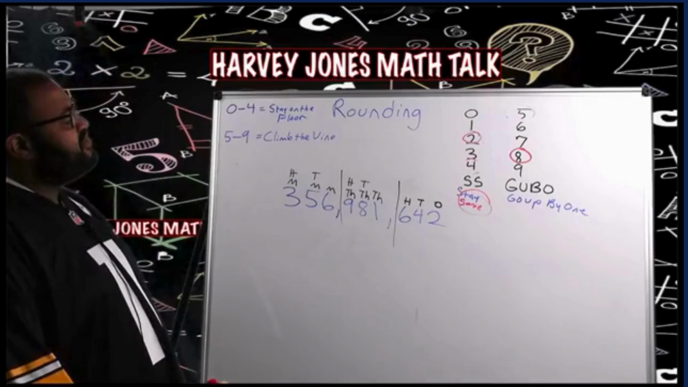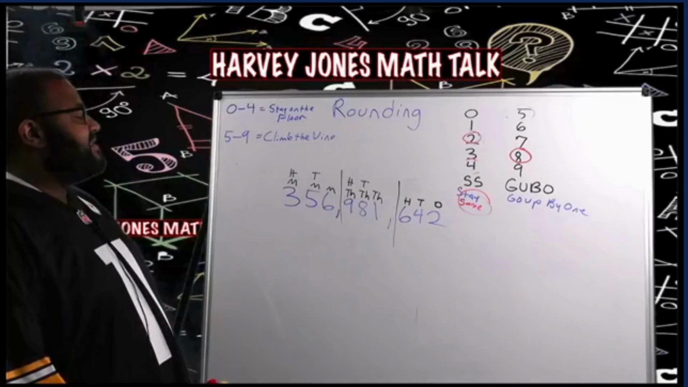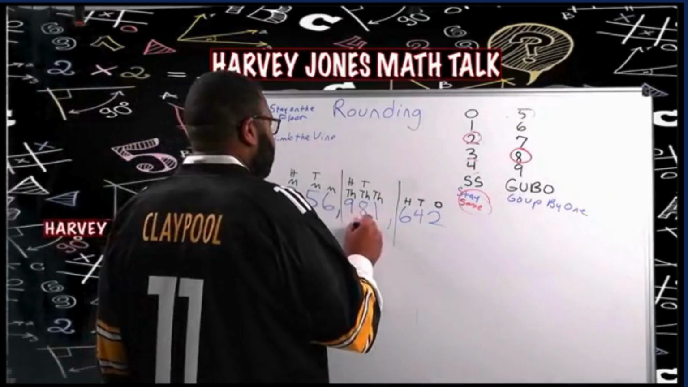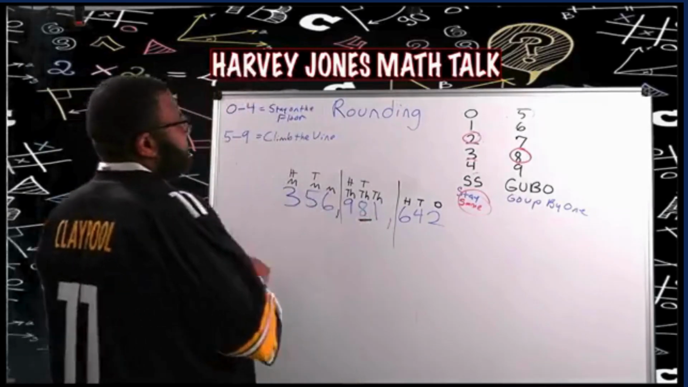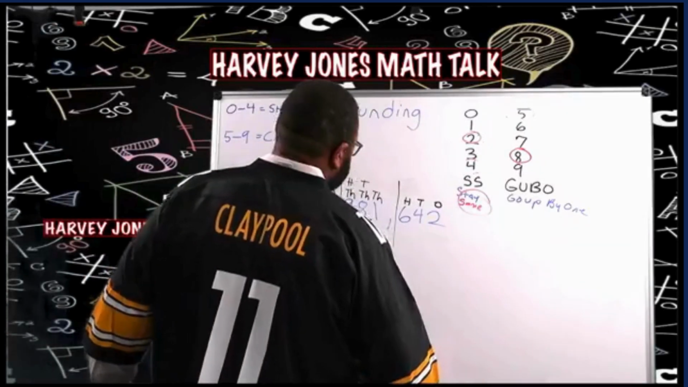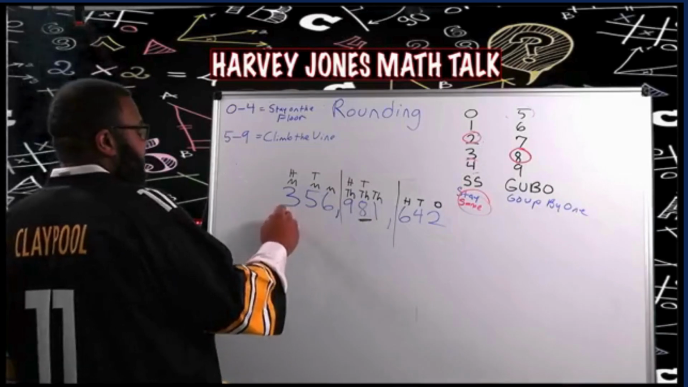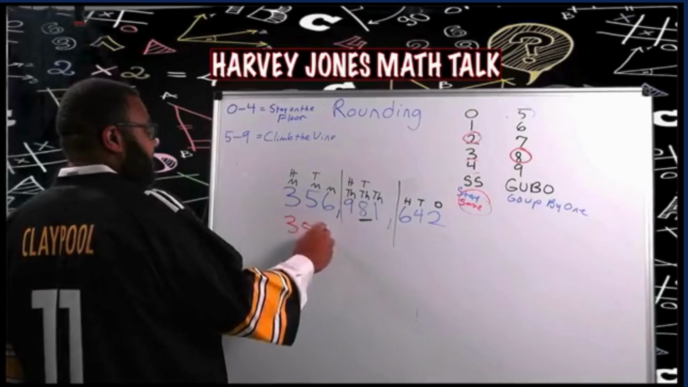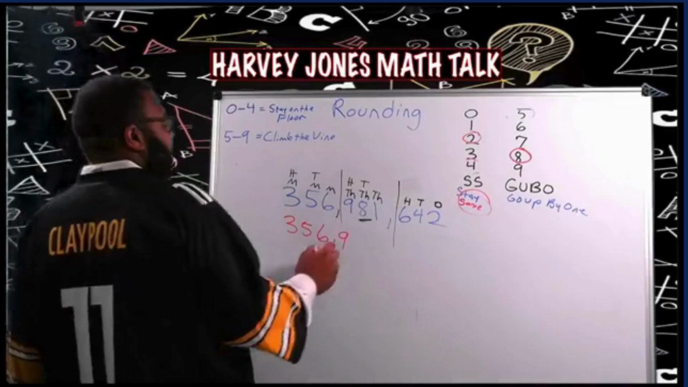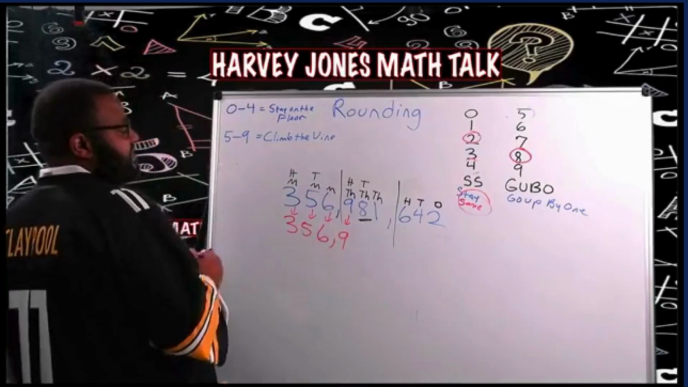I'm going to round to the 10,000s place. The 10,000s place is here. So what does that mean, Mr. Jones? That means that everything else is going to stay the same. The 3, the 5, the 6, the comma, and the 9 are going to stay the same. All that's going to just come right down. Everything in front of the line is going to stay the same.